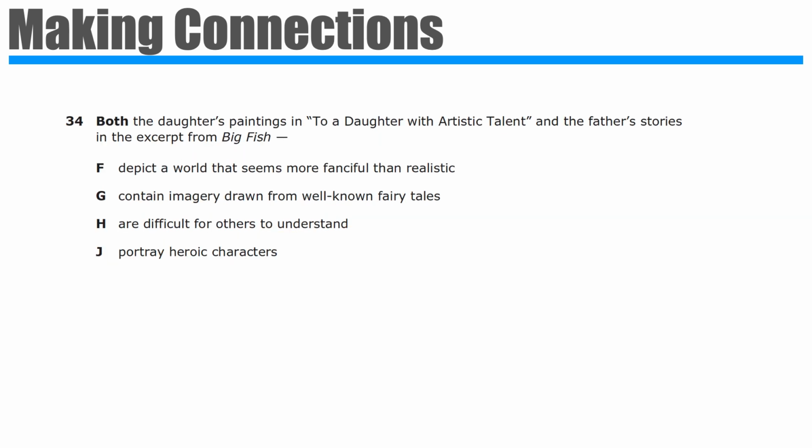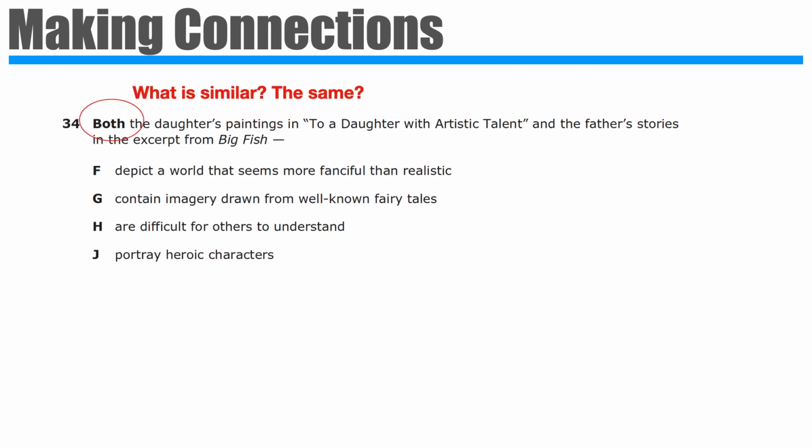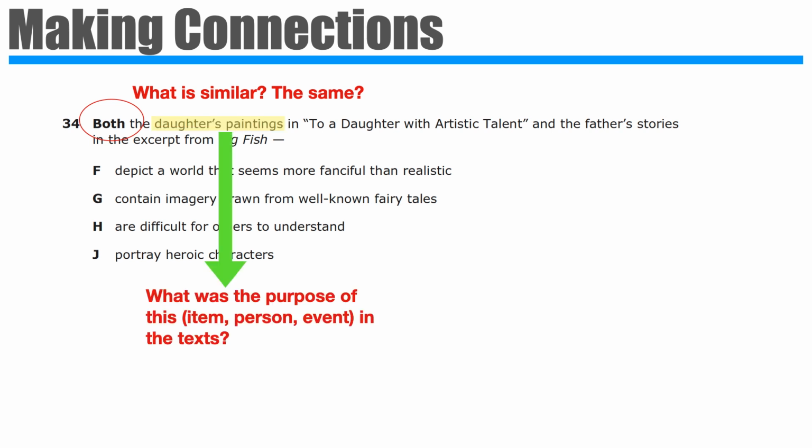Here is another example. In this question, they're asking about a similarity. They do this by starting out both the daughter's paintings in To a Daughter with Artistic Talent and the father's stories in the excerpt from Big Fish, and then they leave the sentence open-ended. You finish the sentence with one of the answer choices. Usually when that word both is used in the question stem, they're looking for something similar or the same. In this case, the similarity is something similar about the daughter's paintings.